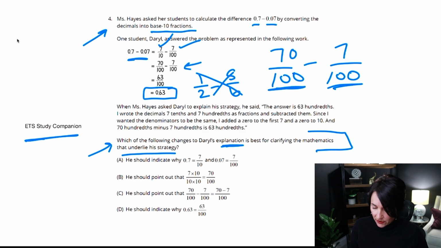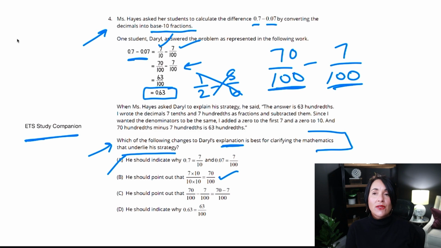All right, so let's take a look at A. He should indicate why 0.7 equals 7 tenths and why 0.07 equals 7 100ths. No, we don't need to do that. We just know it's in base 10 fractions. We already know that. B, he should point out that 7 times 10 equals 70, 10 times 10 equals 100.